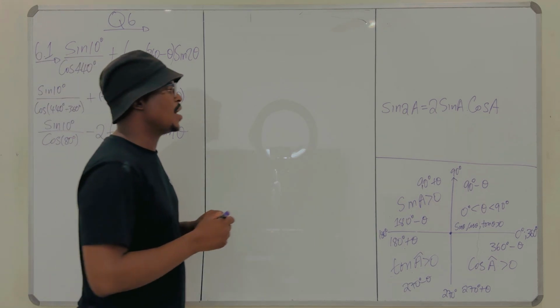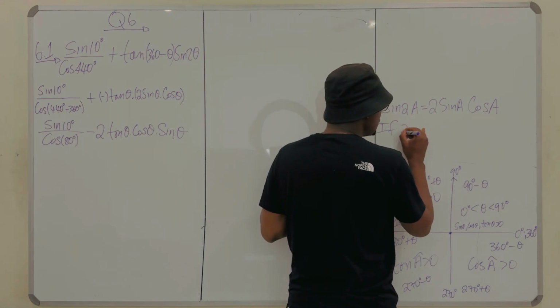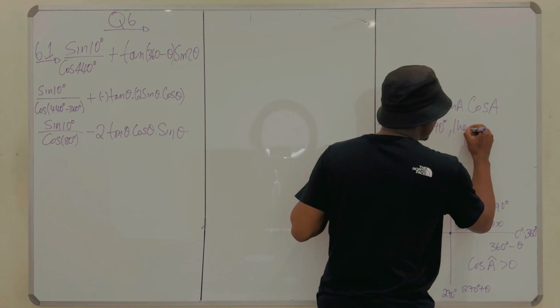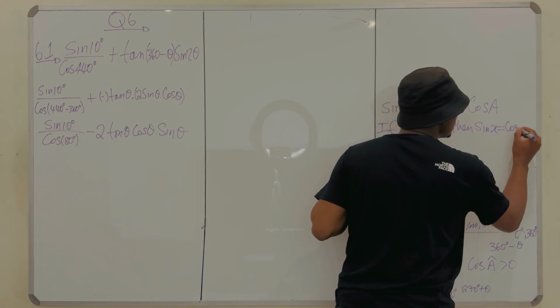So this is what you need to remember as well. If your x and y, these two angles, add up to 90 degrees, then the sine of angle x is equal to the cosine of angle y.